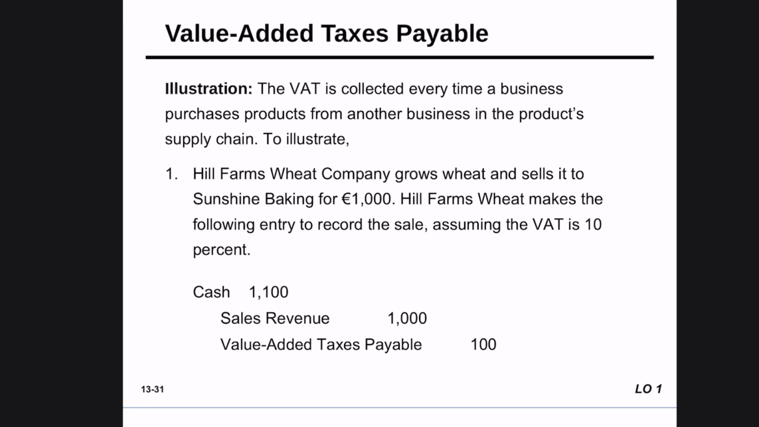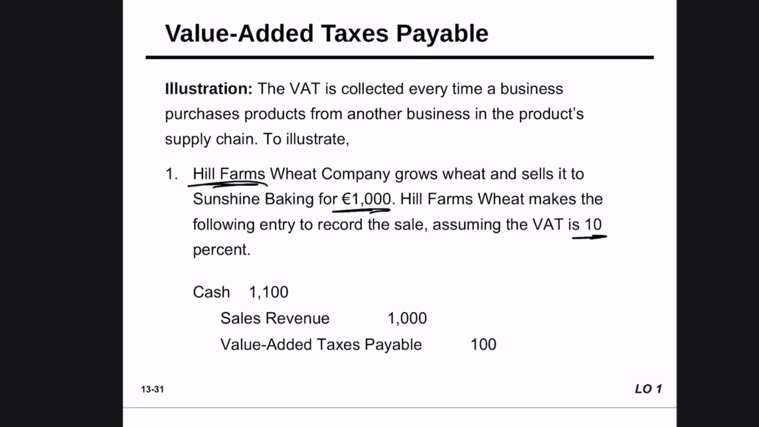And here we have another example of value added tax payable. The VAT is collected every time a business purchases a product from another business in the product supply chain. You will see the example now, and you will get the idea. Hill Farms Wheat Company grows wheat and sells it to Sunshine Baking for 1,000. So we have a company, a farm, Hill Farm. They grow the wheat, and then they will sell it to Sunshine Baking for 1,000. Also, 10% will go to the government.